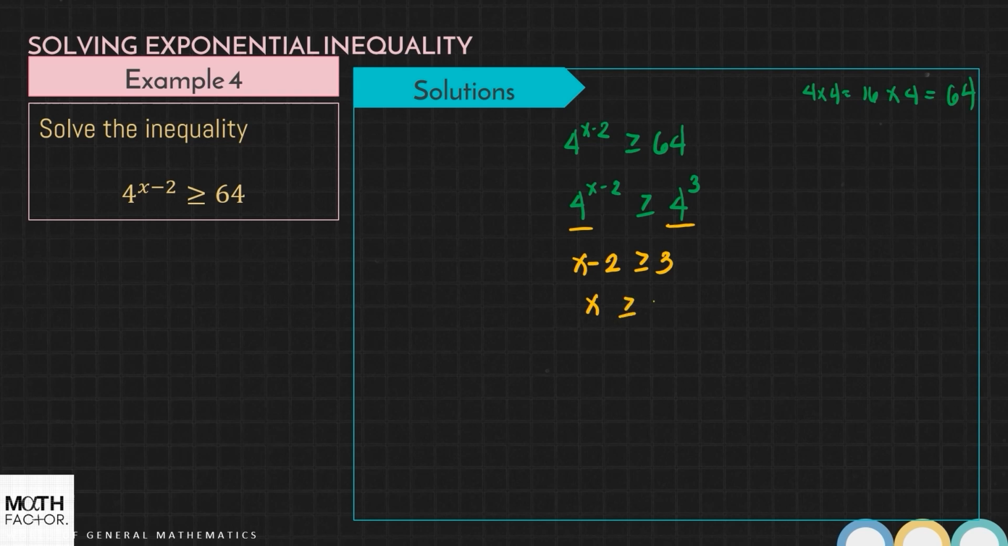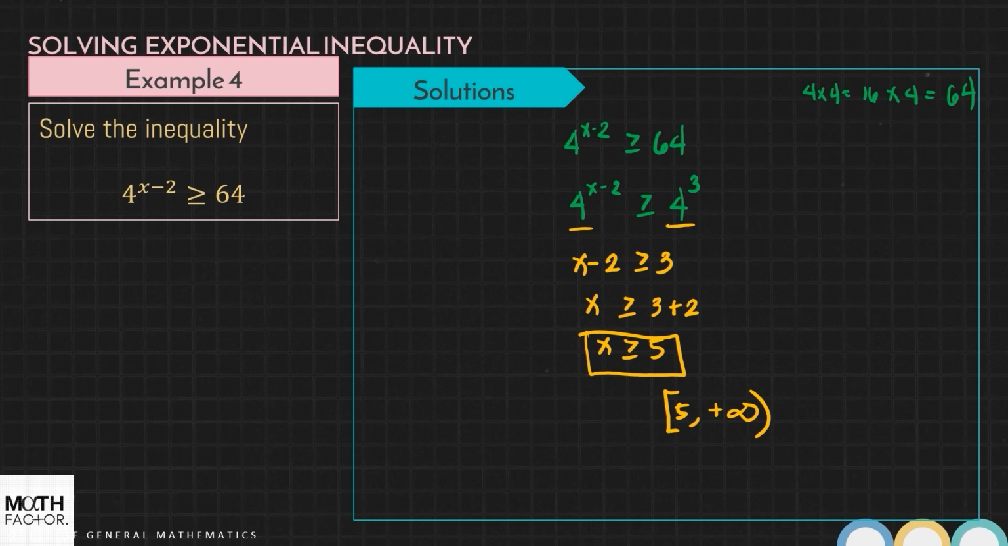So, we have here 3 plus 2. x is greater than or equal to 5. So, into interval symbol, 5 up to, so 5 is included. That's why we will be having this closed bracket. Then, right up to positive infinity.